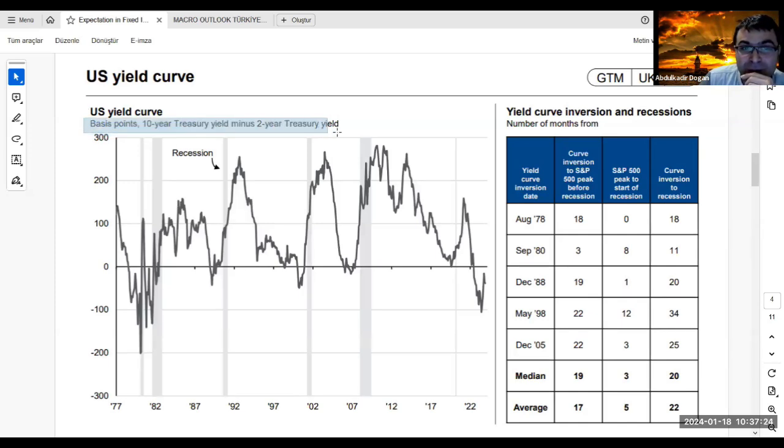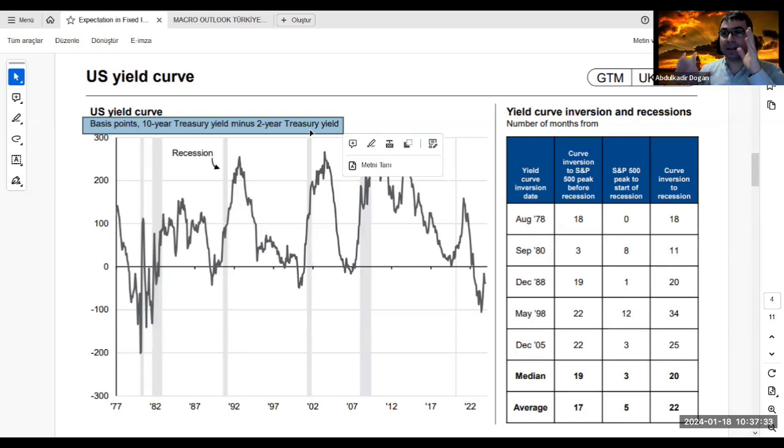As you see here, the definition is the basis point spread of the 10-year Treasury yield minus the 2-year Treasury yield. What do we mean by this? I'm taking a spread between the 10-year and 2-year Treasury yield. If this is positive, meaning the 10-year yield is greater than the 2-year yield, then I'm expecting that 2-year-later inflation will be less than 10-year-later inflation. I'm expecting an increase in the inflation rate in the long run, so the 10-year yield will be higher than the 2-year yield.